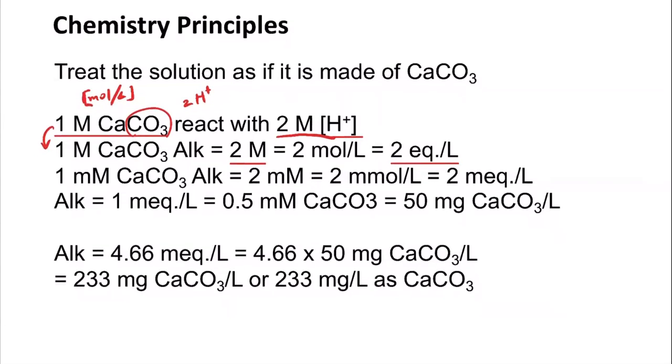So similarly, let's convert it into mM. So 1 mM of the calcium carbonate is going to have the alkalinity of 2 milliequivalent per liter, okay? So what this also means is that if we rewrite it this way, 1 milliequivalent per liter means 0.5 mM of the calcium carbonate, okay? So 0.5 mM just means 0.5 millimole, or 0.5 multiplied by 10 to the negative 3 mole per liter, okay? So what is the mass concentration of calcium carbonate if we have this solution?